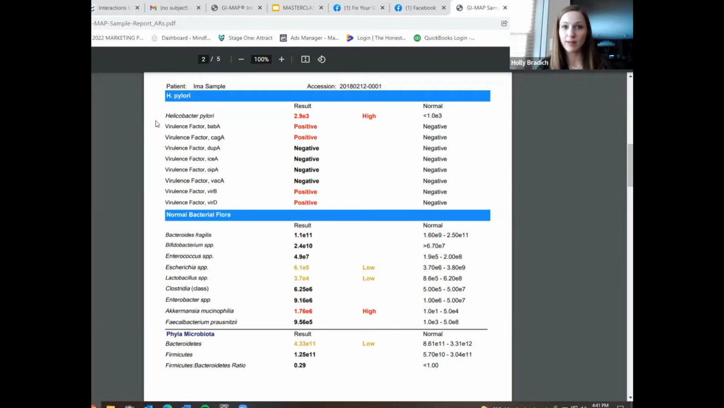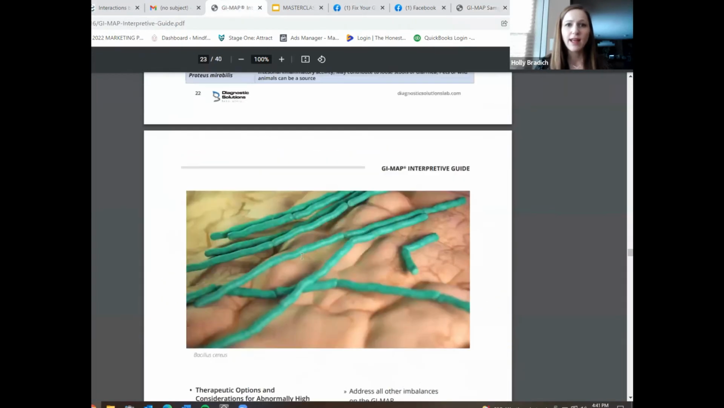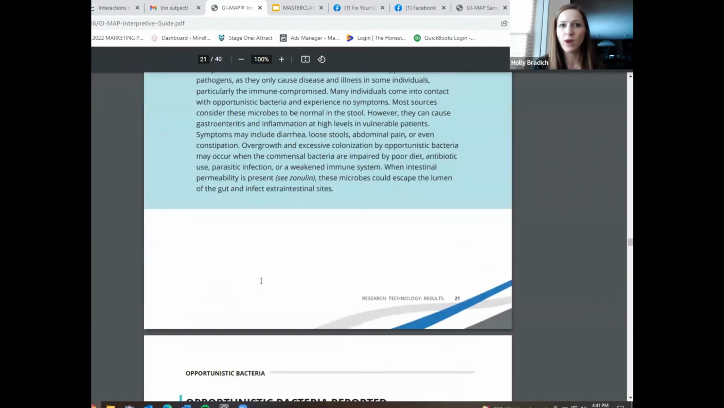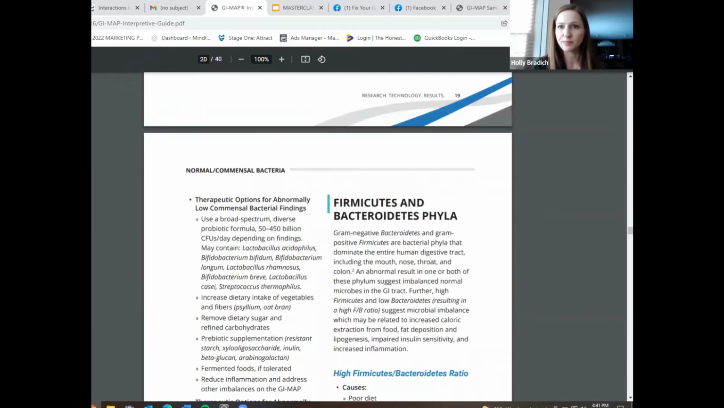It's only a problem if these virulence factors here are showing up. So this person for sure, because they have 4 virulence factors showing up for H. pylori, they're going to have some problems. They probably either already have an ulcer or are going to develop an ulcer. And there is a GI map interpretive guide that's online that you can download and go through. I have it open here if it'll let me toggle to it. And it does tell you more about specific microbes and what kind of issues they might cause.